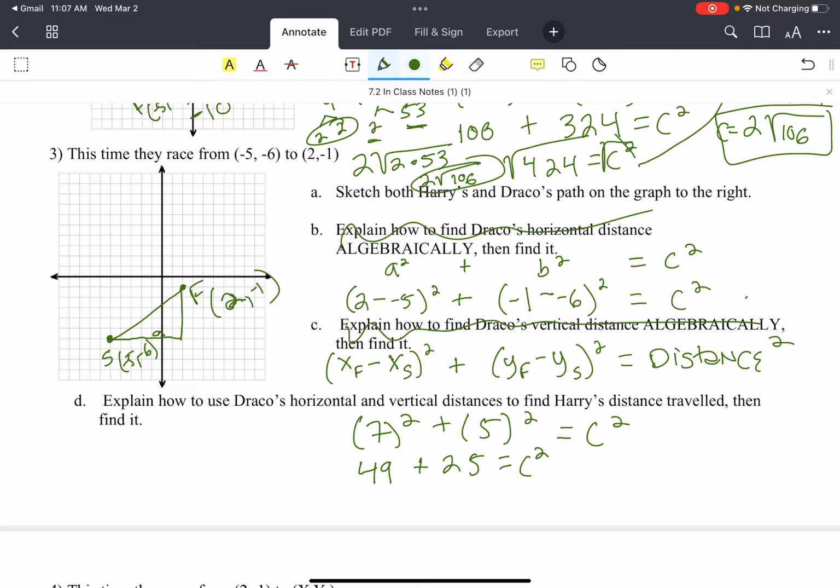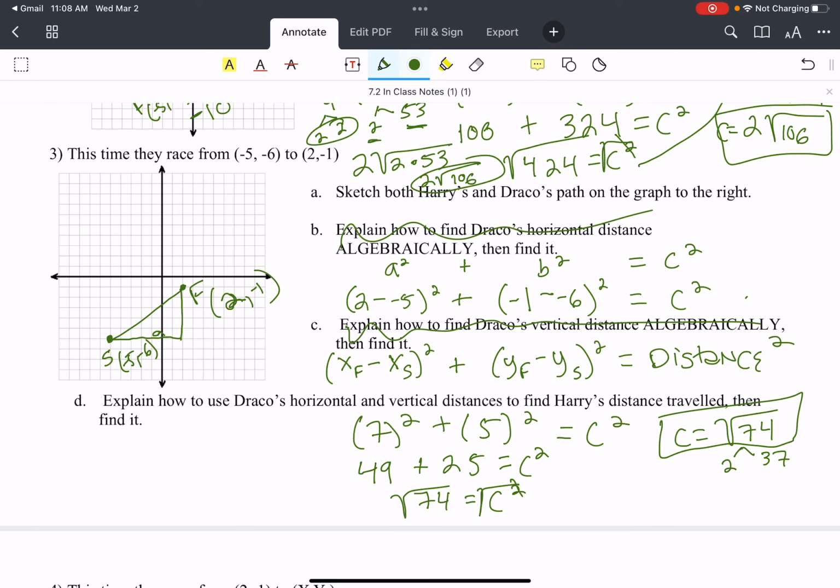Now what? 74. Okay, then what do I do with the 74? Square root and make a tree because it's not a perfect square. What goes into 74? Anything? 2 and what? Oh my goodness, this is weird. They're both prime now and there's no pairs. Anybody remember what that means? Yeah, it's already done.